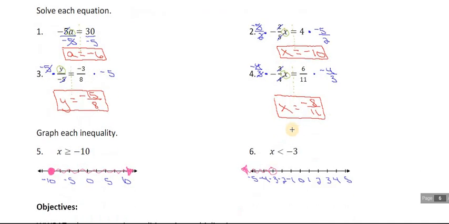For graphing our inequalities, our target number in number 5 was -10. We needed a closed circle because of the or equal to, and it was greater than, so we shade to the right. In number 6, our target number was -3. An open circle, shade to the left.